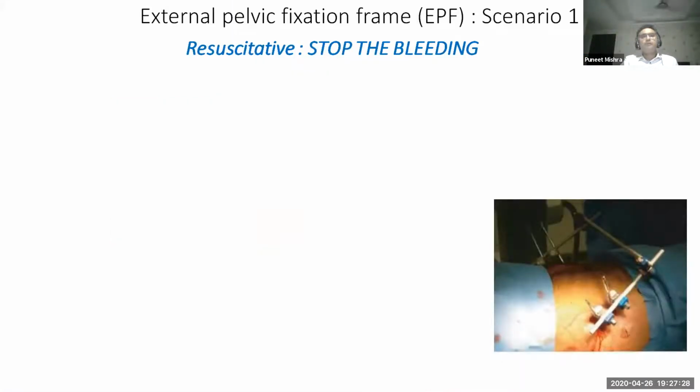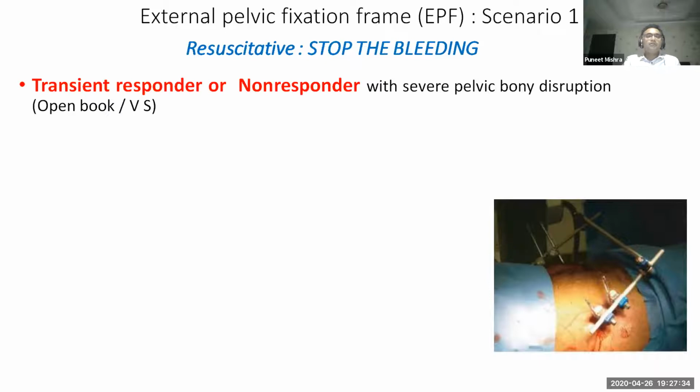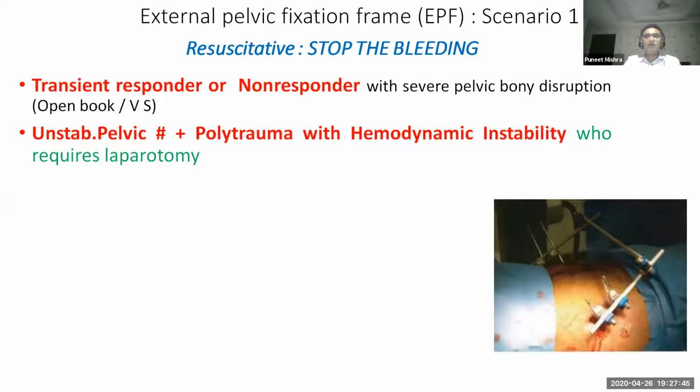So the most important indication for an external pelvic fixation frame is resuscitative, to stop the bleeding. So a transient responder or a non-responder with a severe pelvic bony disruption as seen on a pelvic X-ray, like an open book or a vertical shear or an APC type 3 injury, would require a pelvic fixator to control the bleeding. Or despite it being an unstable pelvic fracture in a polytrauma scenario, the patient continues to be hemodynamically unstable, probably due to another bleeding from a solid organ injury. This is the patient who is FAST positive and may require a future laparotomy. So this patient also will be a candidate where before the laparotomy you will need to do an external fixator.